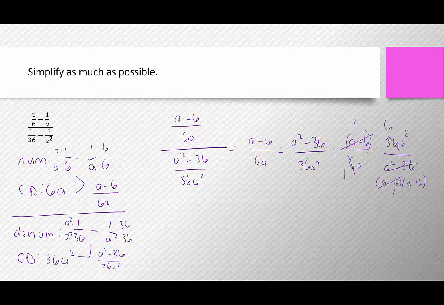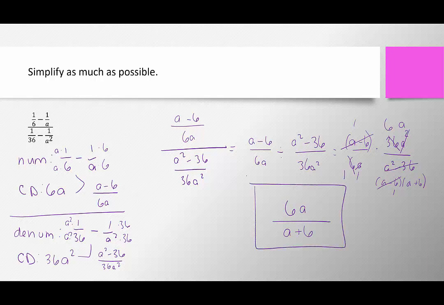a squared and a are both divisible by a. If we factor out or divide by a, we'll be left with 1a there, and this one will go away. And what do we have left? In the numerator, we have 6a. In the denominator, we have a plus 6. And this would be our final answer.